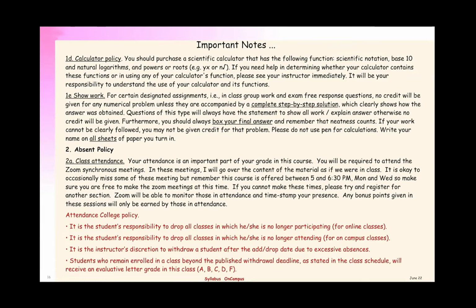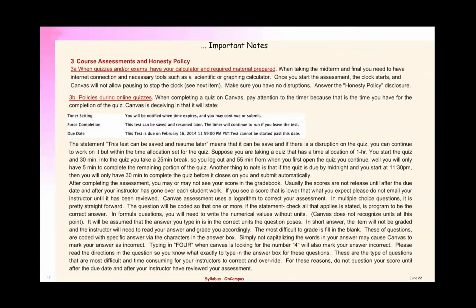So look at the announcement. Look at that video that shows you how to use your calculator correctly and how to use what we call the double E key, EE or EXP. That's really critical, okay? So I just want to make sure that you remember that. Again, there's class attendance in there, and showing work.